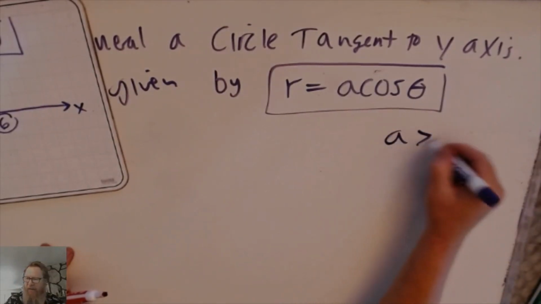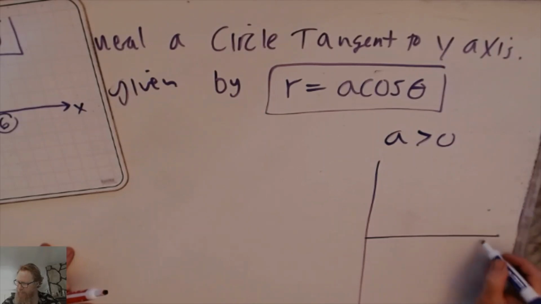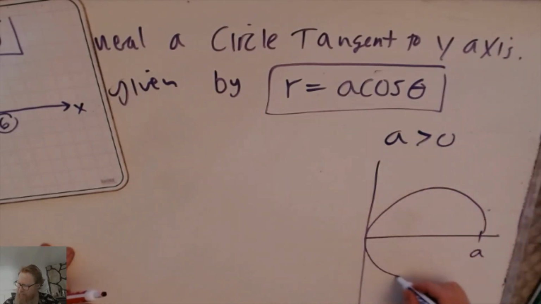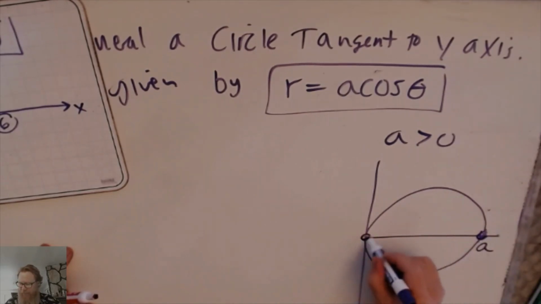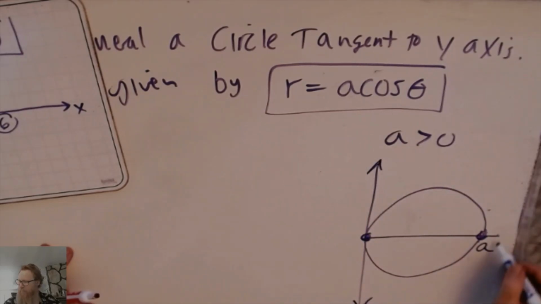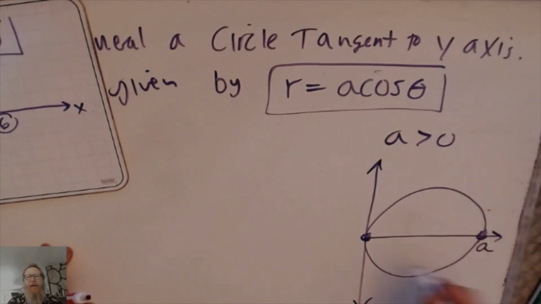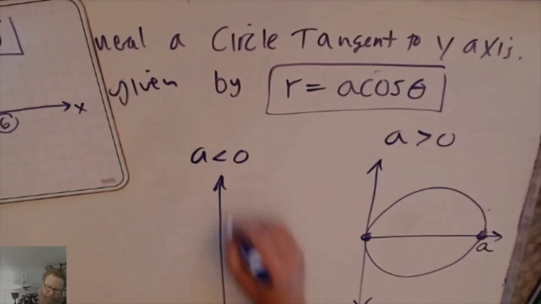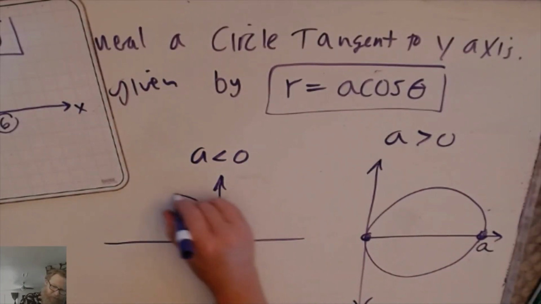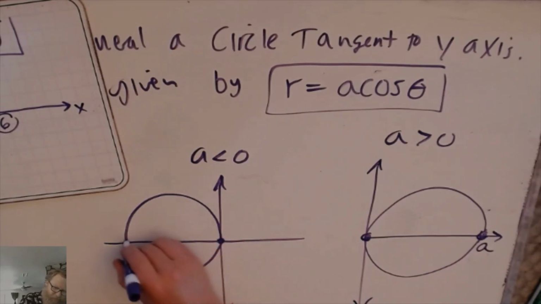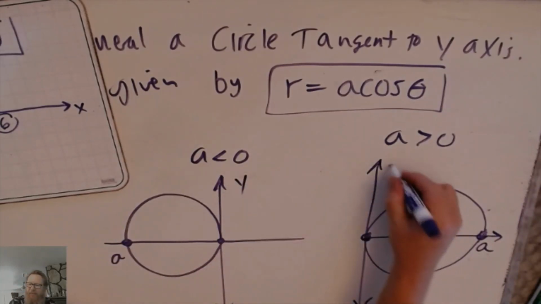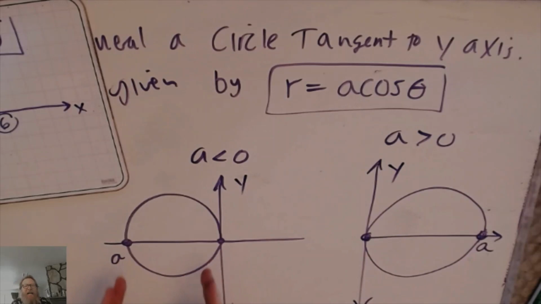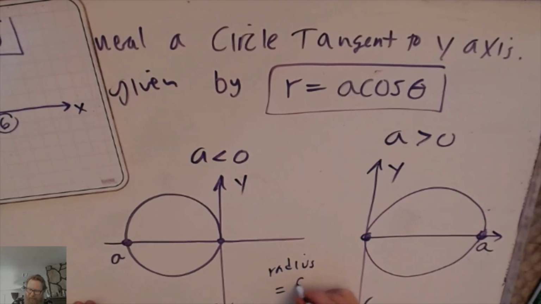If a is greater than 0, then the circle looks like this, where a is positive. And if a is less than 0, then your circle goes to the left side of the y-axis. It still has the same diameter, the same radius. The radius is a over 2.